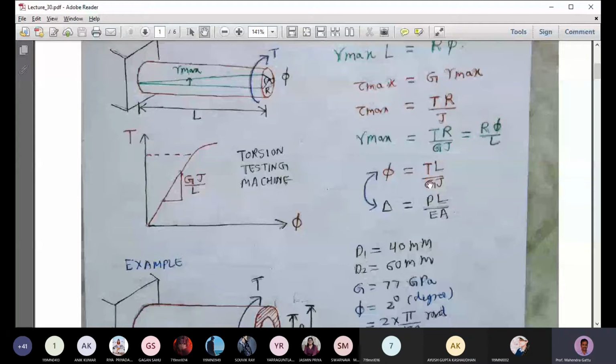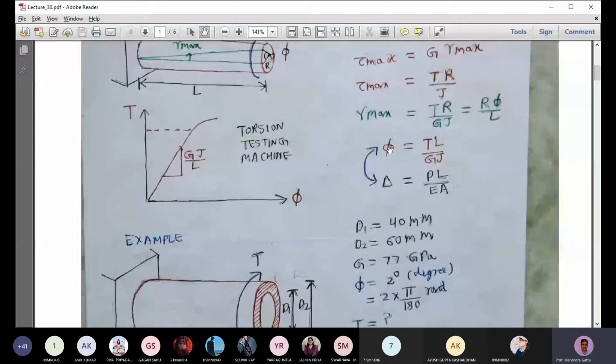So the angular twist produced is directly proportional to the applied torque. It is directly proportional to the length of the shaft, and it is inversely proportional to the GJ term. So if the shaft has higher shear rigidity, that is a higher shear modulus, then the twist will be less, and if the shaft has a higher J, then the twist also will be less.